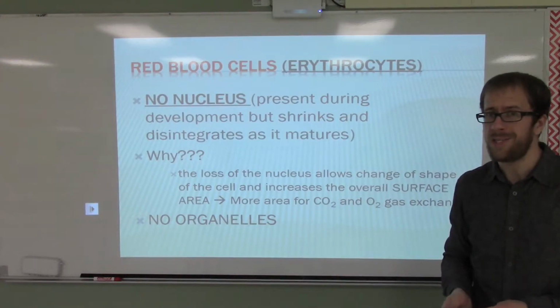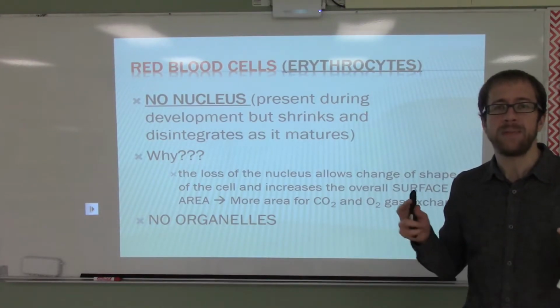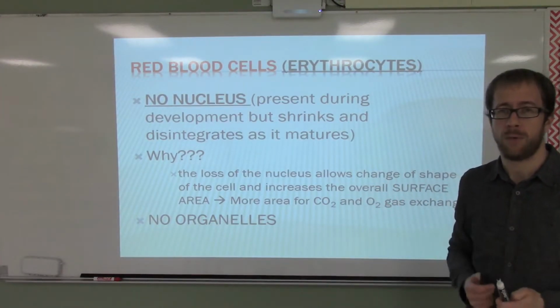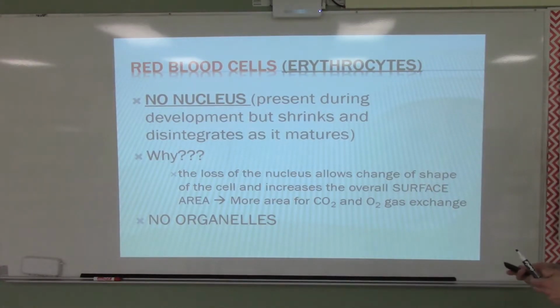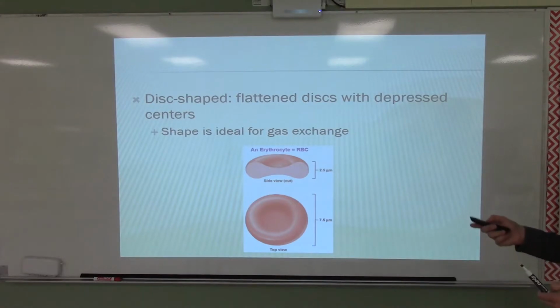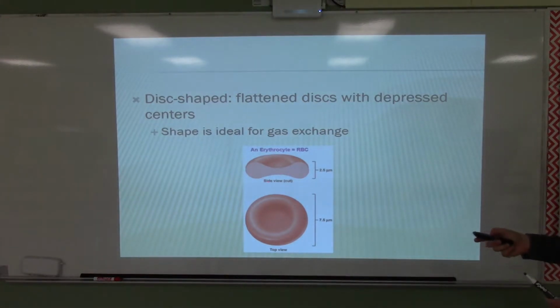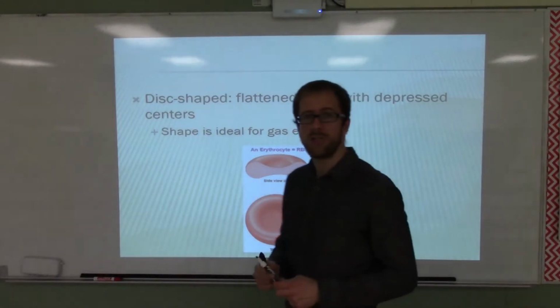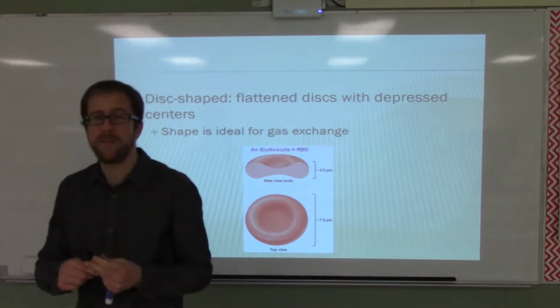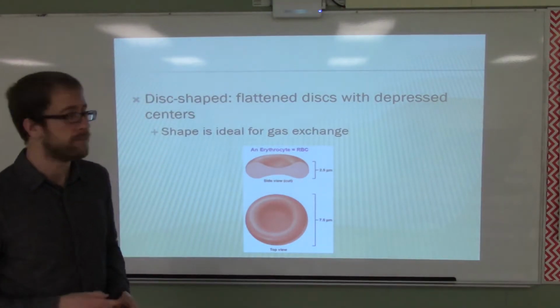But also because capillaries are a tight squeeze, you need to be as small as possible, as compactable as possible. So again, they have this kind of donut shape. They have this depression in the center. And this shape is ideal for gas exchange because it increases the surface area of your red blood cell.